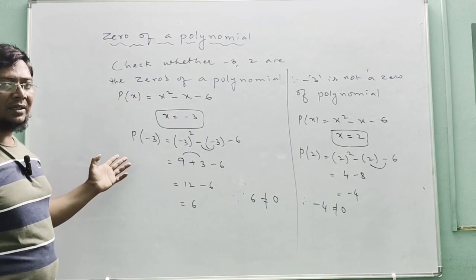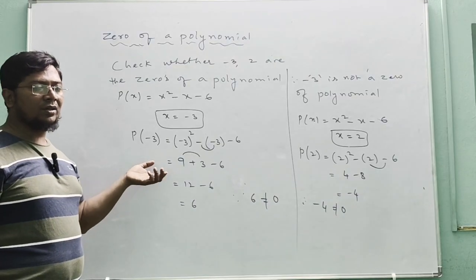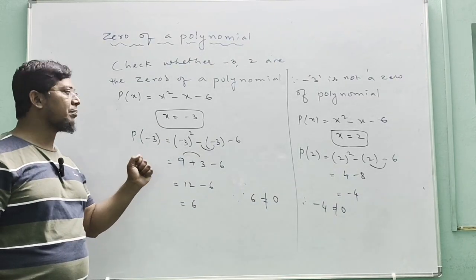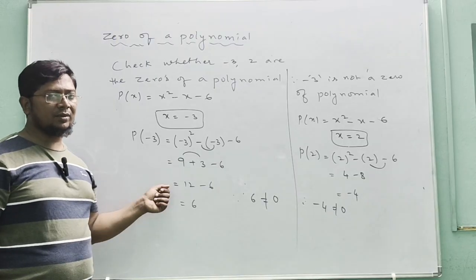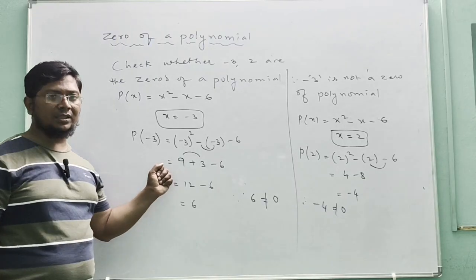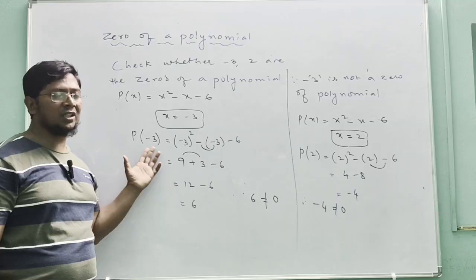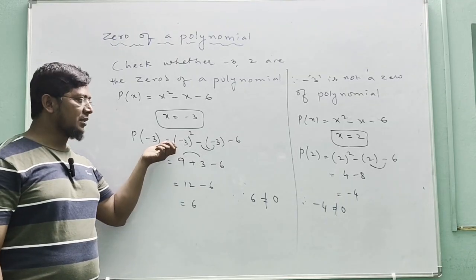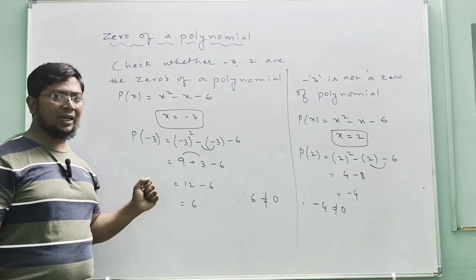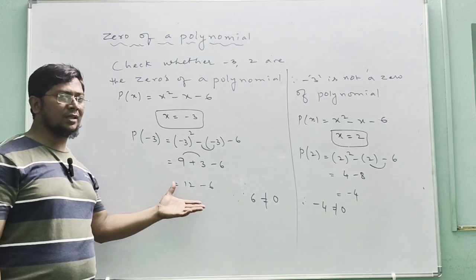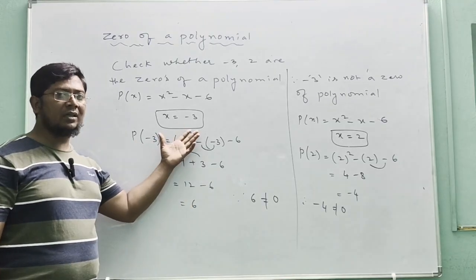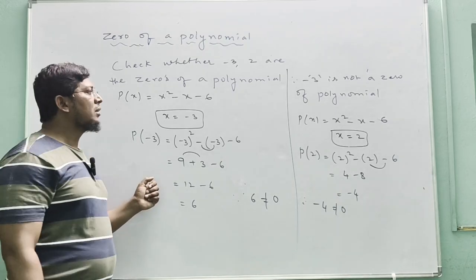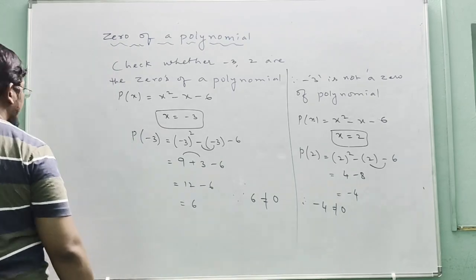This is the method of finding the 0 or not. When we say a 0 of a polynomial, that integer should satisfy the equation. Satisfy the equation means in place of x, if we substitute that integer, the whole equation becomes 0. So that integer will be the 0 of a polynomial. Our next question.